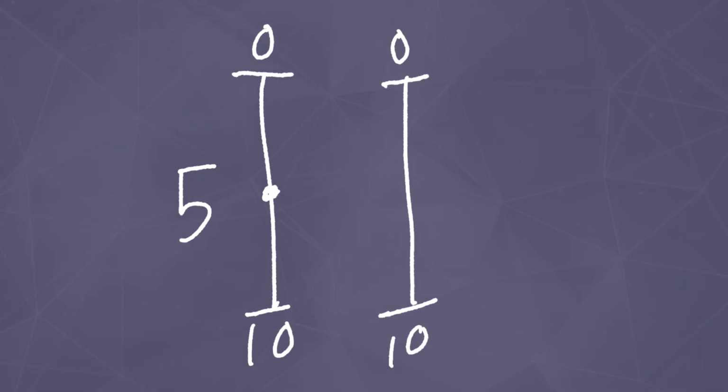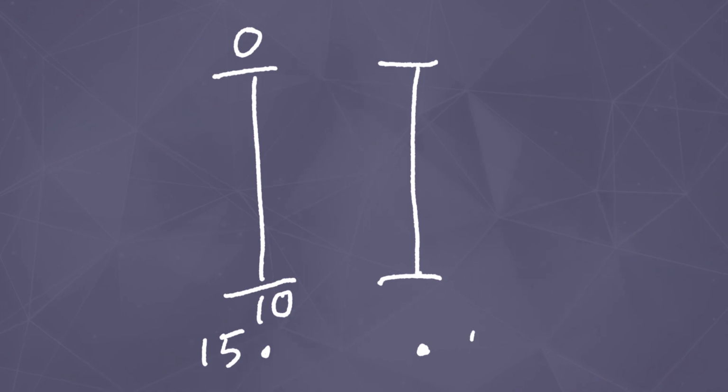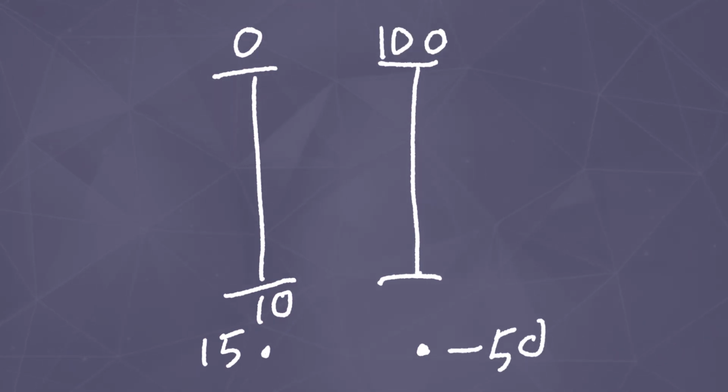If you give it the number 5 and the first range of 0 to 10 and the second range of 0 to 100, it will return 50. Now, this is probably obvious, but it's so much more flexible than that as it can accept any range, including flipped ranges, and work with numbers outside of the given range as well. So 15 in range 0 through 10 becomes 150 in range 0 through 100. But it becomes negative 50 in range 100 through 0.